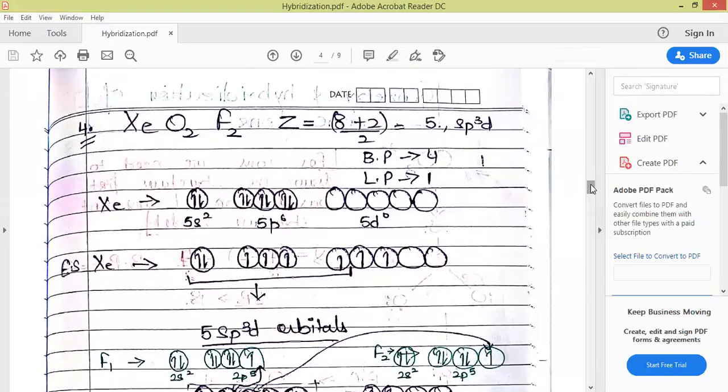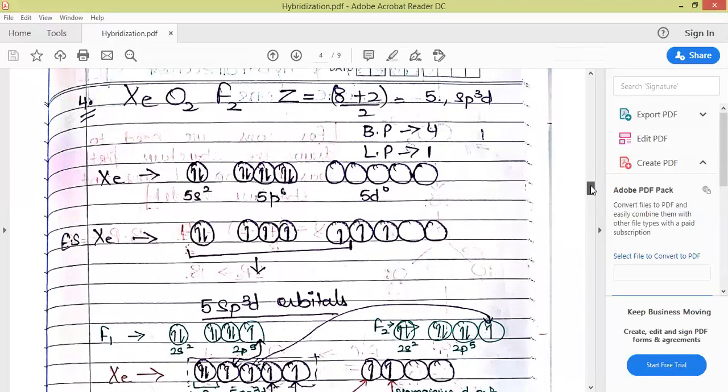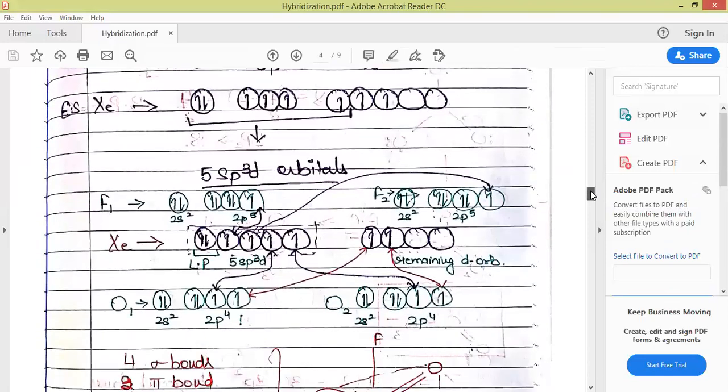Based upon this, we can see for the XeO2F2 molecule, Z comes out to be 5. One lone pair is there, 2 oxygens are there, and 2 fluorines are there. Each fluorine has one bond, so we'll keep the one lone pair and promote the rest of the electrons. 4 sigma bonds are going to form, with one fluorine each.